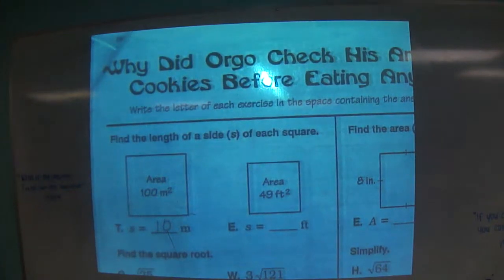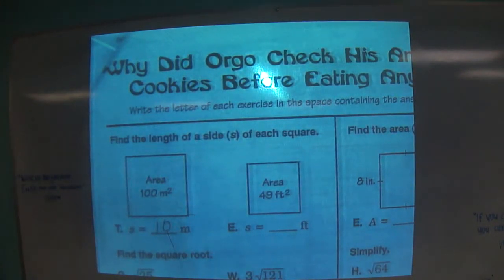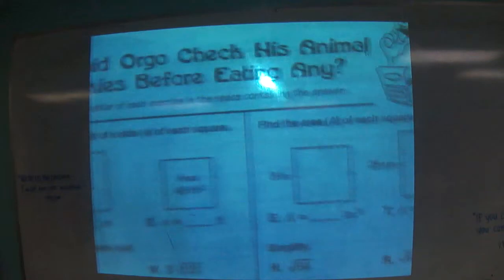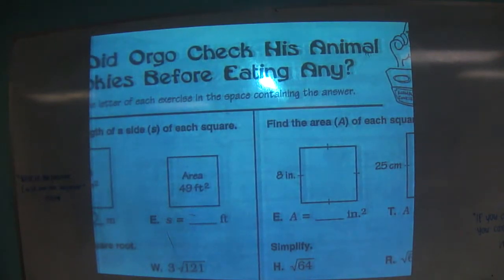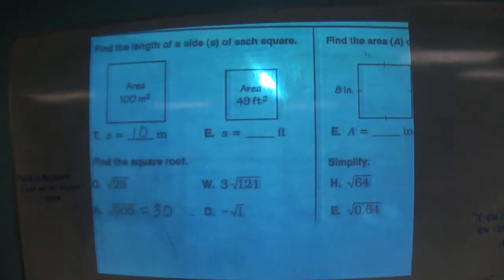Okay, this is animal cookies. Right at Orgo, check his animal cookies before eating any. Okay, there's several things we're going to learn.